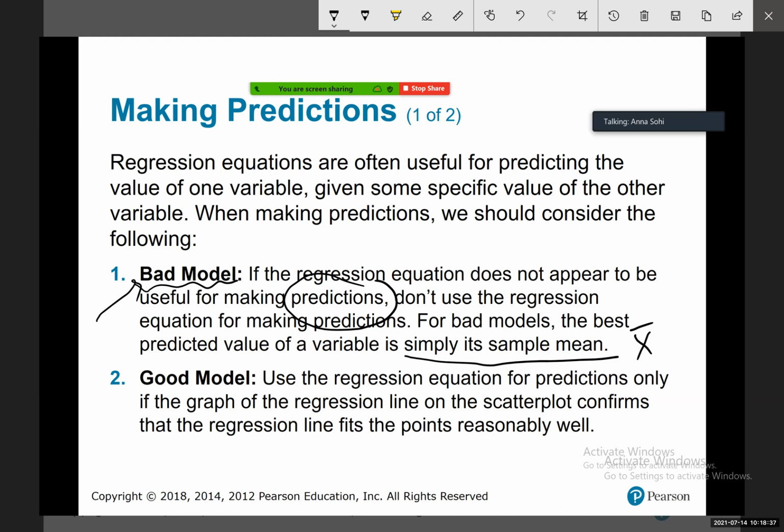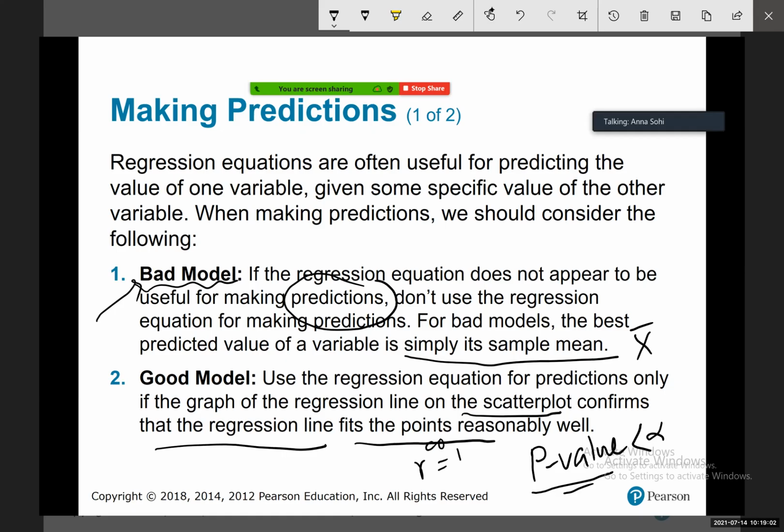Good model: use the regression equation for prediction only if the graph of the regression line on a scatter plot confirms that the regression line fits the points reasonably well. And that means if the p-value is small, if you have an R that is close to 1 or close to -1, then that's a good fit, and then you can use the line. If not, then use the sample mean.